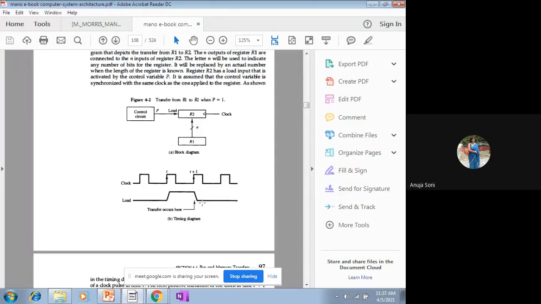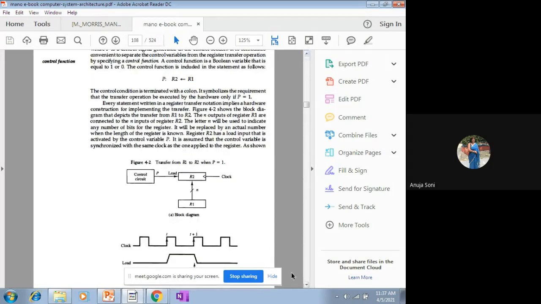How, in sequence, with respect to the activation of the control signal, with respect to the positive transition of the clock, the p becomes equal to 1. And when p becomes equal to 1, that means the load signal is enabled, and as and when the load signal is enabled, at this point the register transfer takes place, and that means data will be transferred from R1 to R2. So this kind of a question generally comes in your final exam.